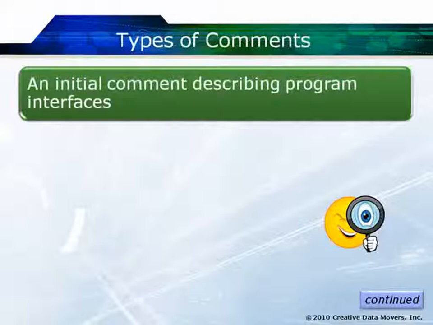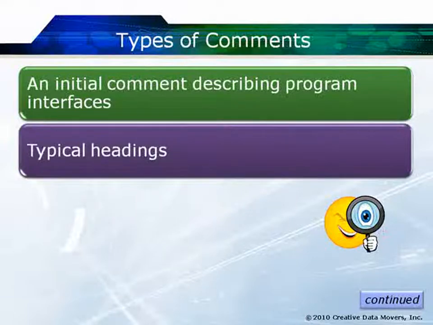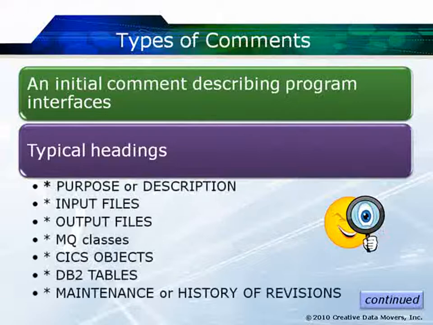Let's look at some typical types of comments. One kind of comment is the initial comment, which describes all of your program interfaces and the basic processing of that program. Some typical headings that are in this comment box are purpose or description, in which you describe everything that that program is going to do, why that program was written.